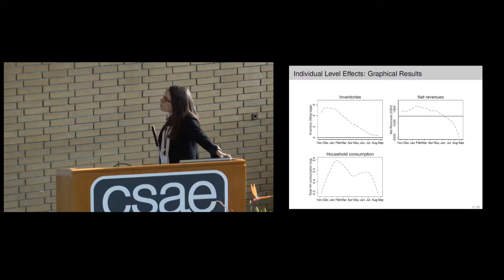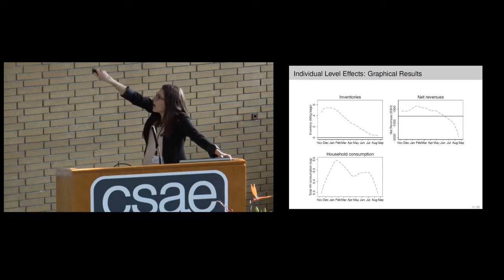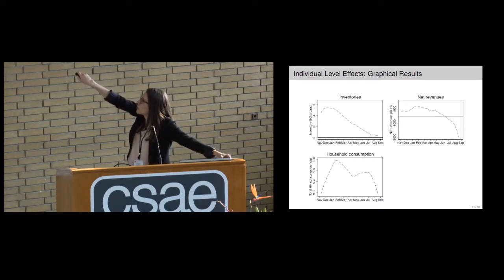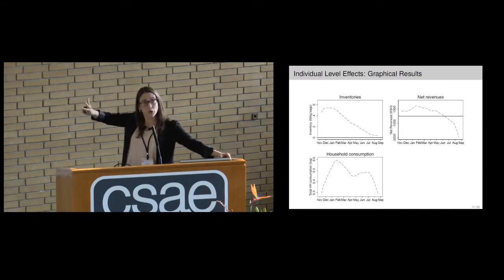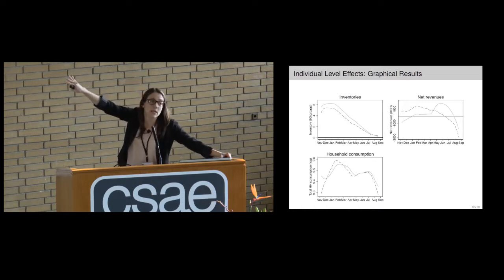Net revenues, which are the value of sales minus the value of purchases, start off positive. This is the post-harvest period when farmers are selling, later turning negative as they run out of their own maize and go back to the market as consumers. And again, you see some seasonality in household consumption as well. So that's among the control group. How does treatment change these outcomes? Well, the solid line here is the mean among the treated group.